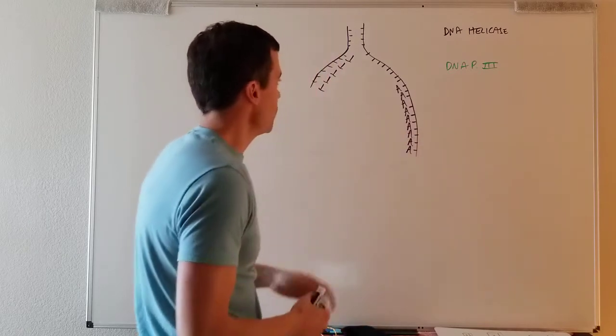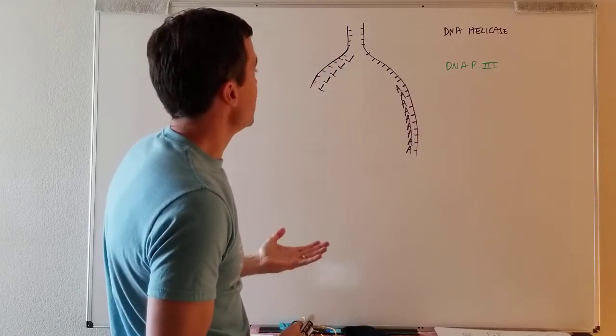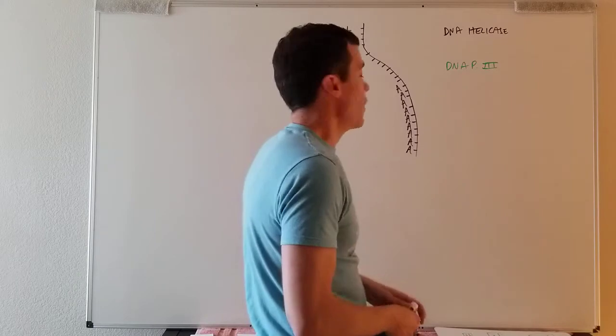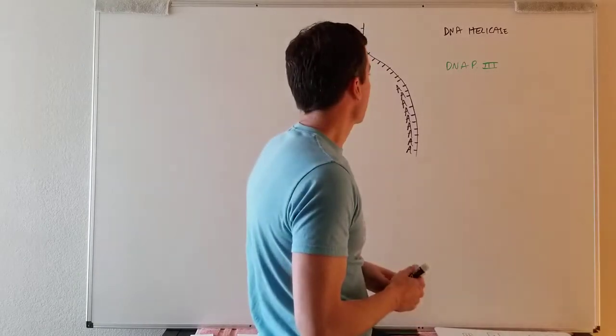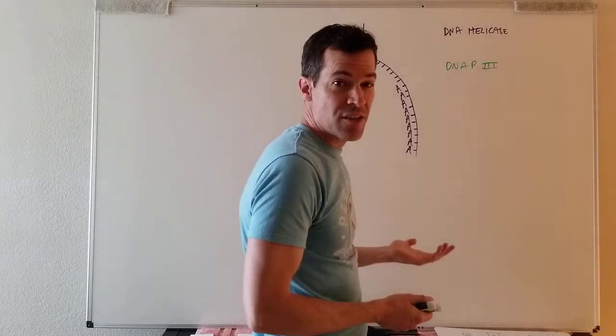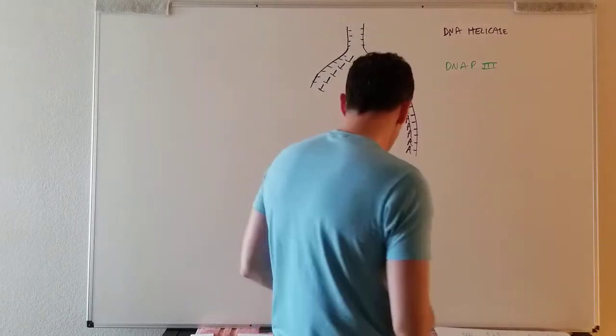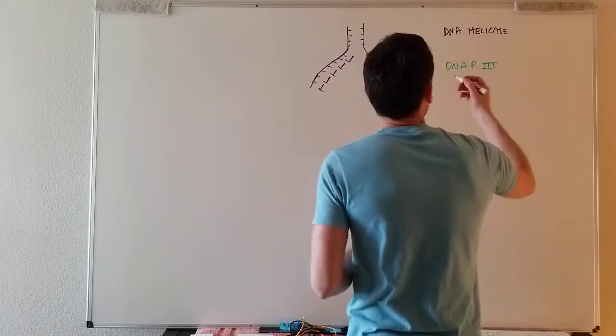The problem, though, is that DNA polymerase 3 can't land on single strands. It can only land on double-stranded stuff. And so what that means is we have another enzyme here in the middle.